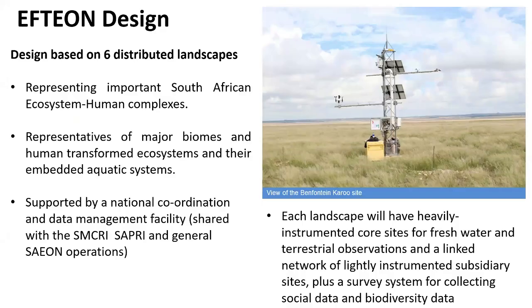So the design for EFTEON is that there are 6 what we call landscapes because of their sizes, and they represent important ecosystem human complexes. Additionally, they also represent the major biomes within the country and their embedded aquatic systems. As I mentioned, we are hosted within a SAEON facility, which is a national research facility, and then there are 2 additional research infrastructures, SMACRE and SAPRE.